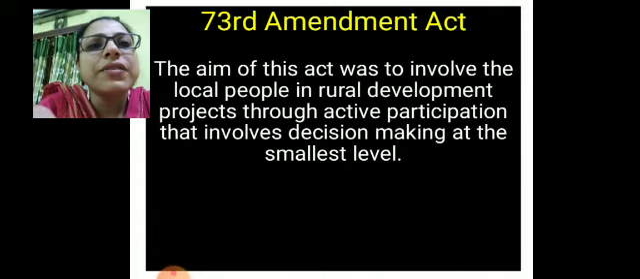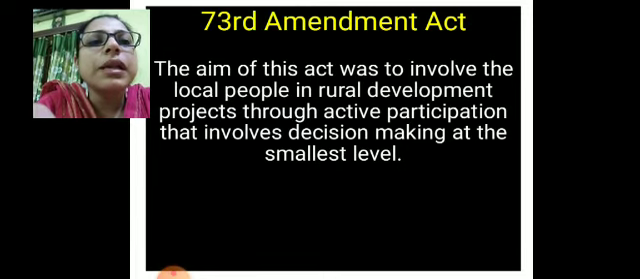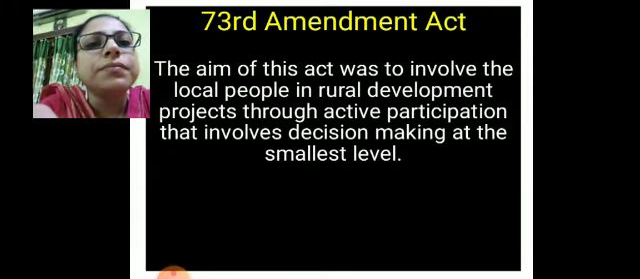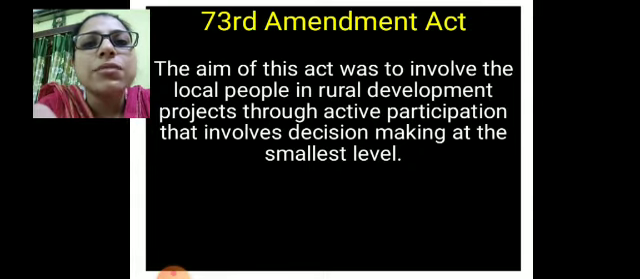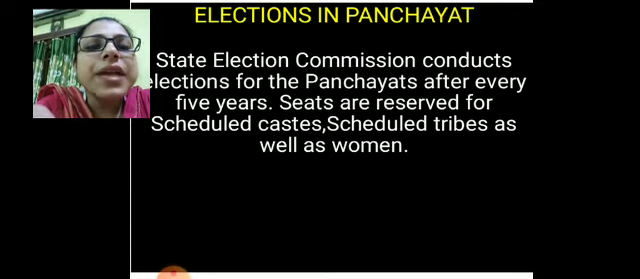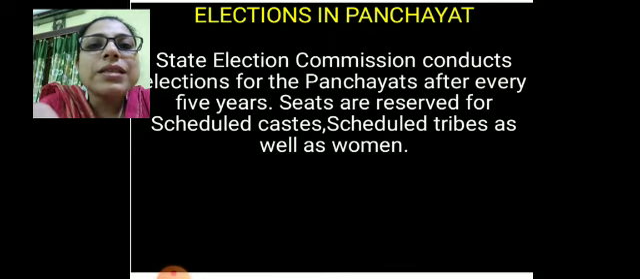Now, according to the 73rd Amendment Act, what is the aim of this act? The aim of this act was to involve the local people in the rural development project through active participation that involves decision making at the smallest level. Now, how do the elections in the panchayat take place? The State Election Commission conducts elections for the panchayat after every 5 years, and seats are reserved for the scheduled caste, scheduled tribes, as well as women.